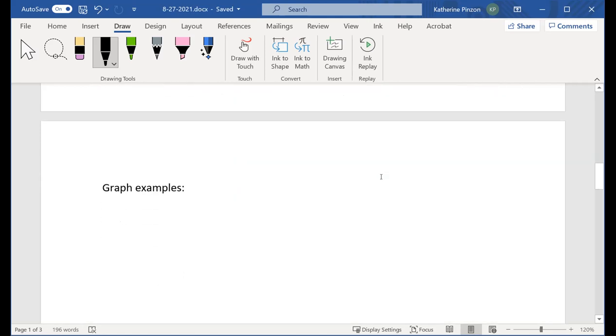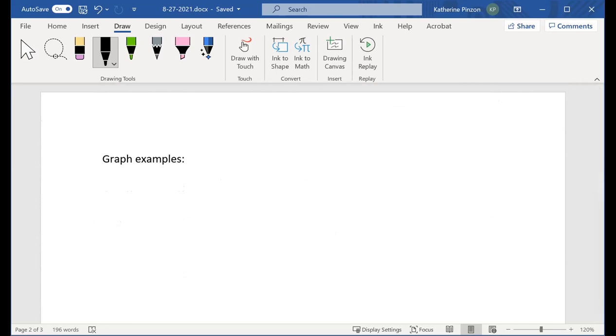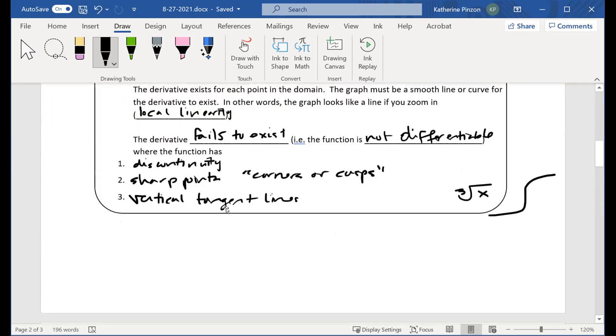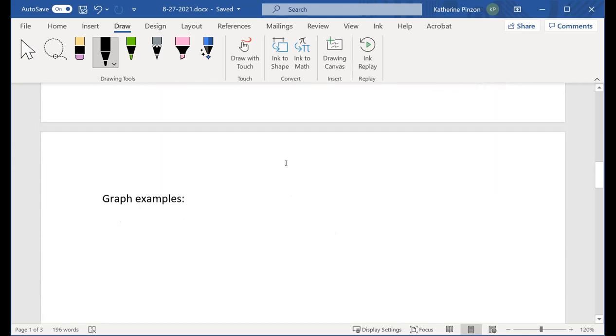So I'm going to draw some graphs of these 3 things. Let me go back. I know I might have scrolled too fast. Vertical tangent lines. Yep, that says vertical tangent lines. So we don't want discontinuities, we don't want sharp points, and we don't want vertical tangent lines. If any of those 3 things happen, we say the function is not differentiable. So here's an example of each.